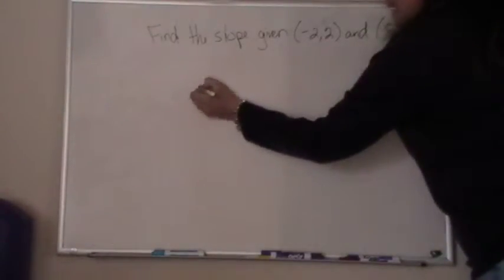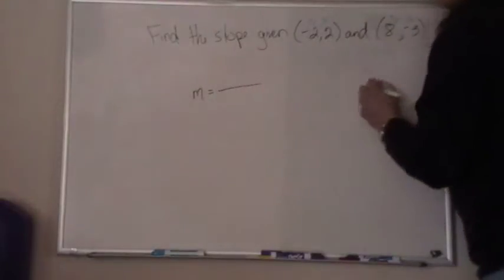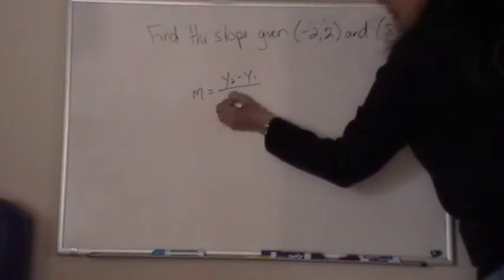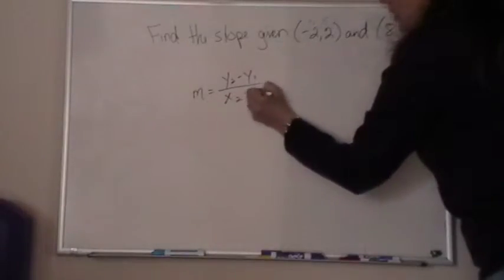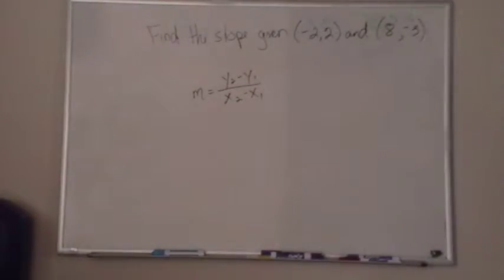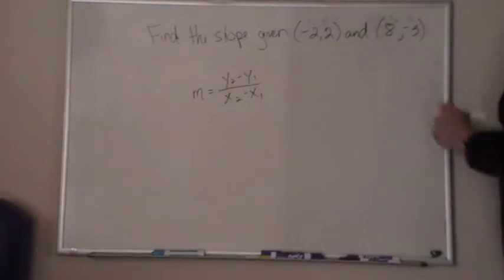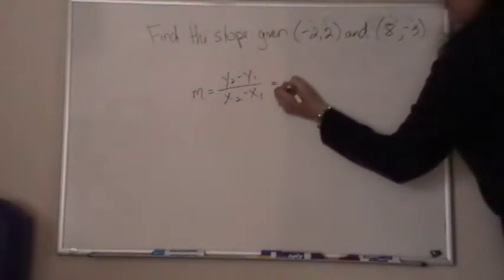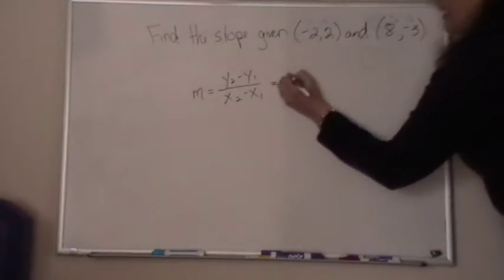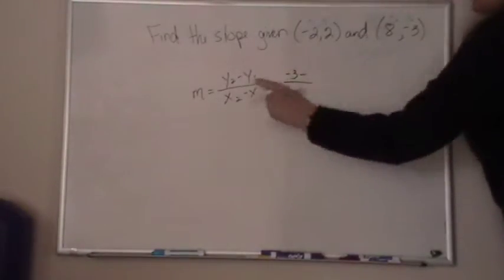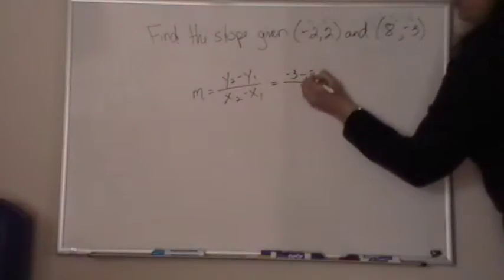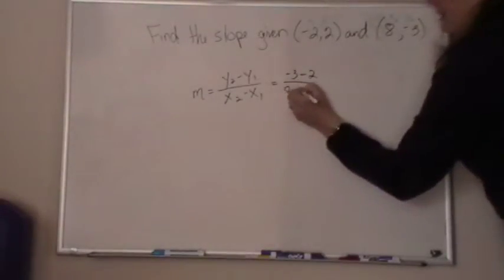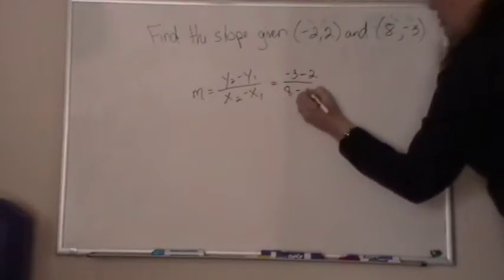Slope is represented by m. So m equals (y2 minus y1) over (x2 minus x1). Now you can see from my labels exactly where those points are inserted into the equation. So my y2 is -3 minus y1, which is 2. My x2 is 8 minus my x1, which is -2.